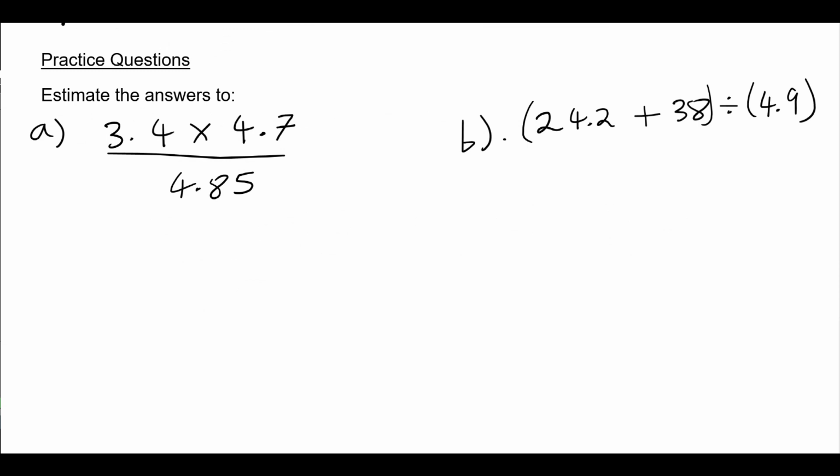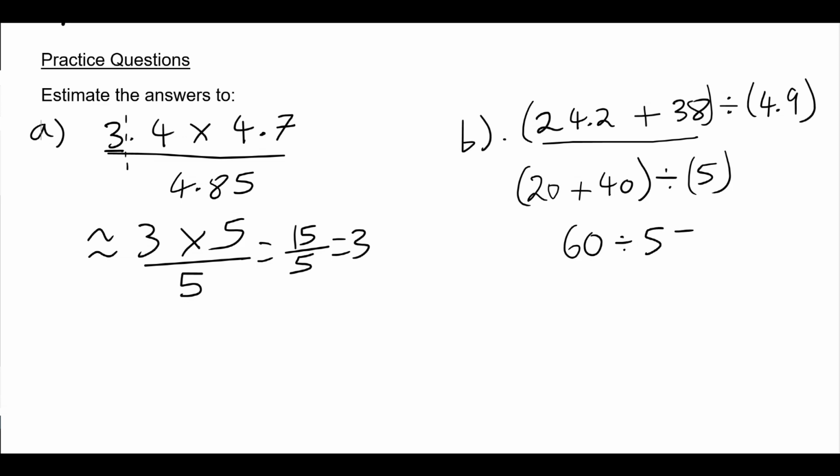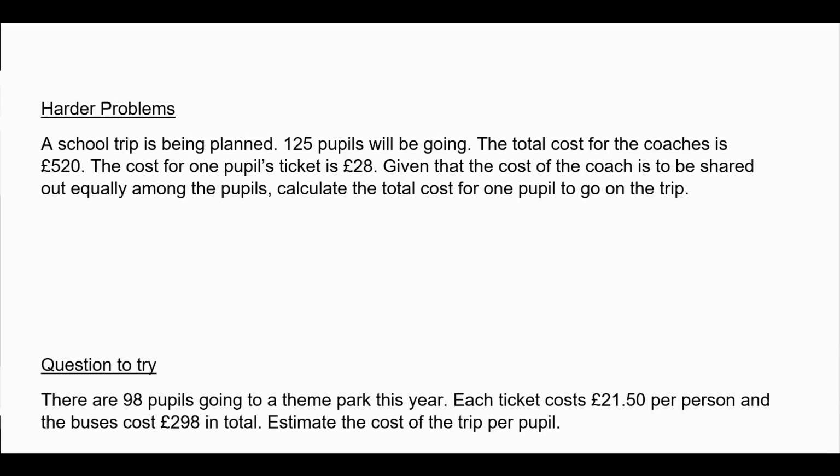Here are the answers. So for the first one, 3.4 is going to round down to 3, 4.7 rounds to 5. On the bottom we have 4.85 rounded to 5, which gives us 15 divided by 5, which is 3. For B, we need to remember our BIDMAS and work out what's in the brackets first. So estimating, we have 20 plus 40 in the brackets, and we need to divide all of that by 5. 20 plus 40 is 60, divided by 5 gives us a final answer of 20.